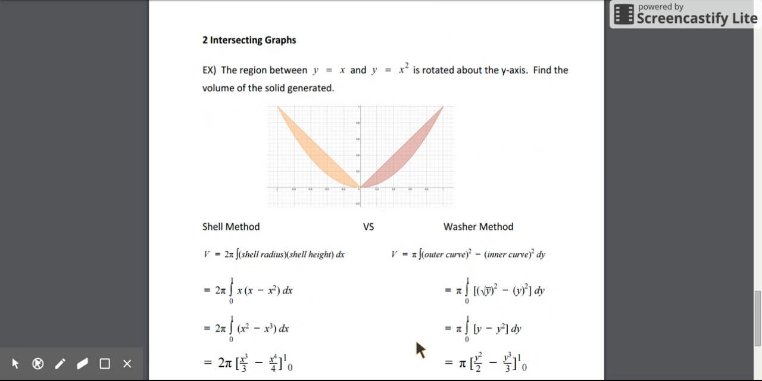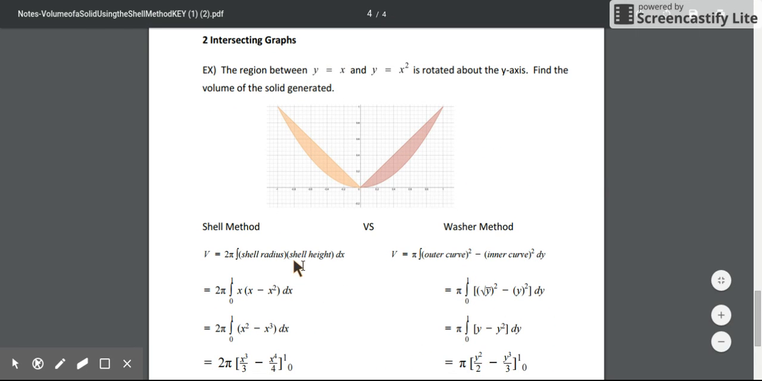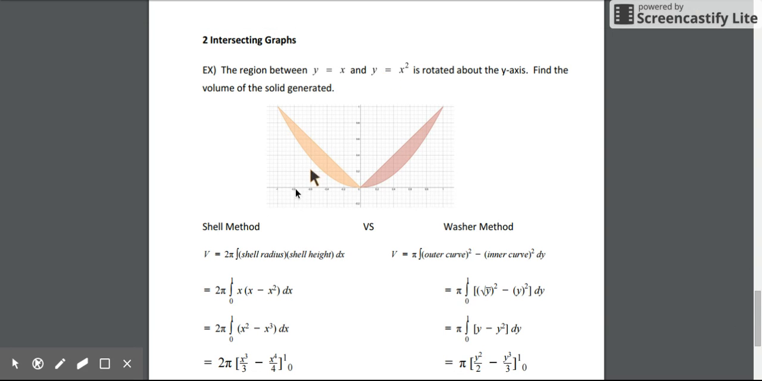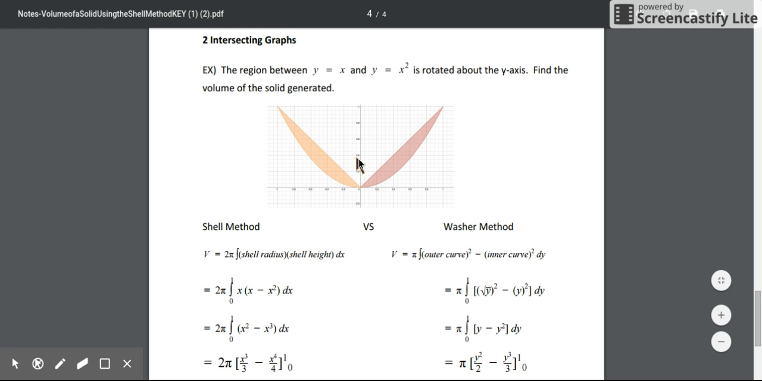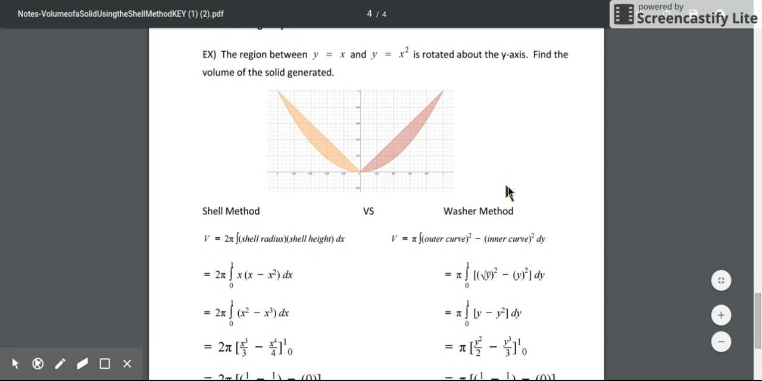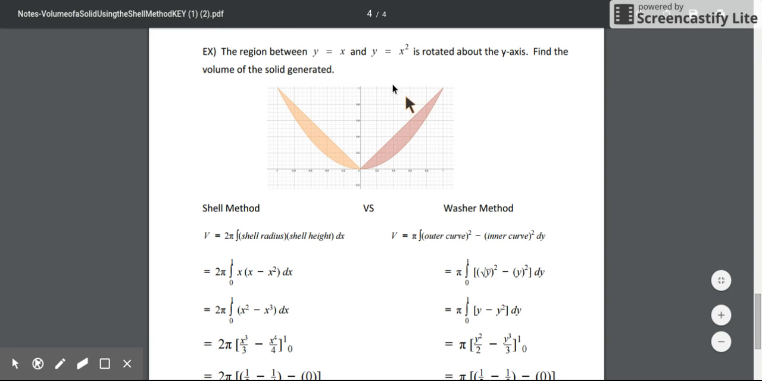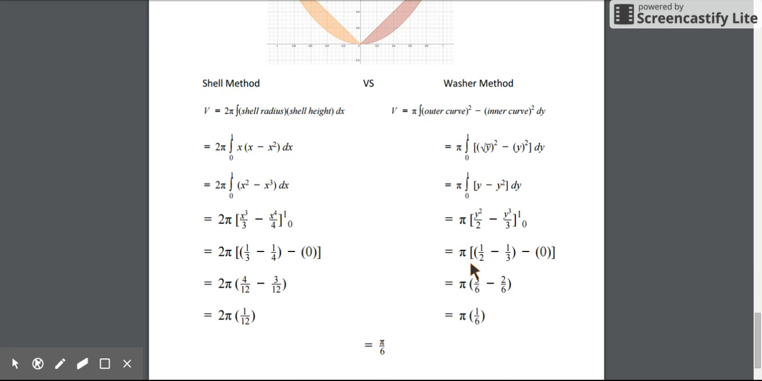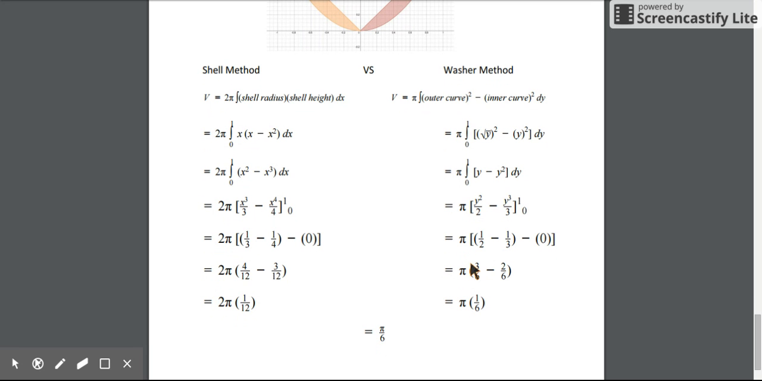So it didn't matter which method we used, as long as we used them correctly. The shell method is nice because we can find the volume of things rotated around the y-axis in terms of x. So if we're given equations in terms of x, we don't have to resolve them in terms of y in order to find the volume rotated around the y-axis. However, we can use the washer method if we are comfortable enough doing that. Make sure that everything is in terms of y, including your limits of integration. And hopefully, regardless of whatever method you use, you should get the exact same volume.